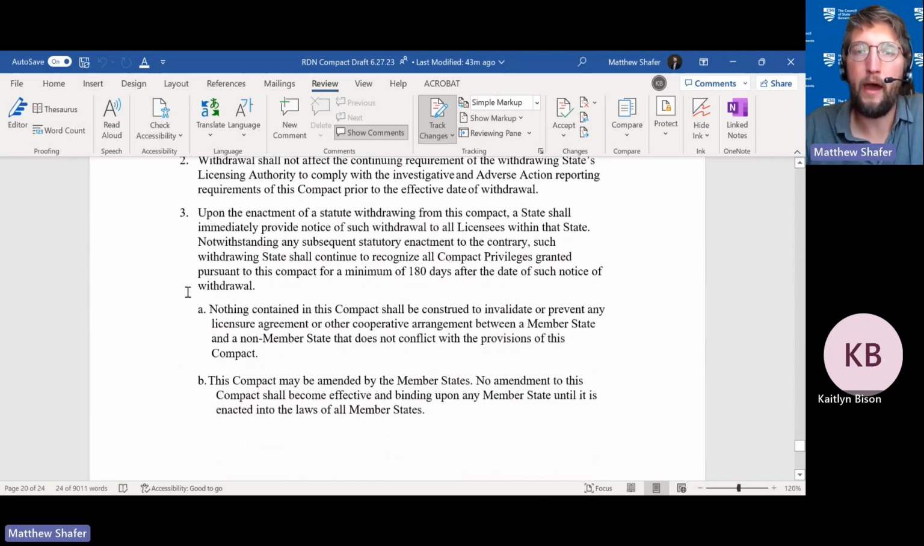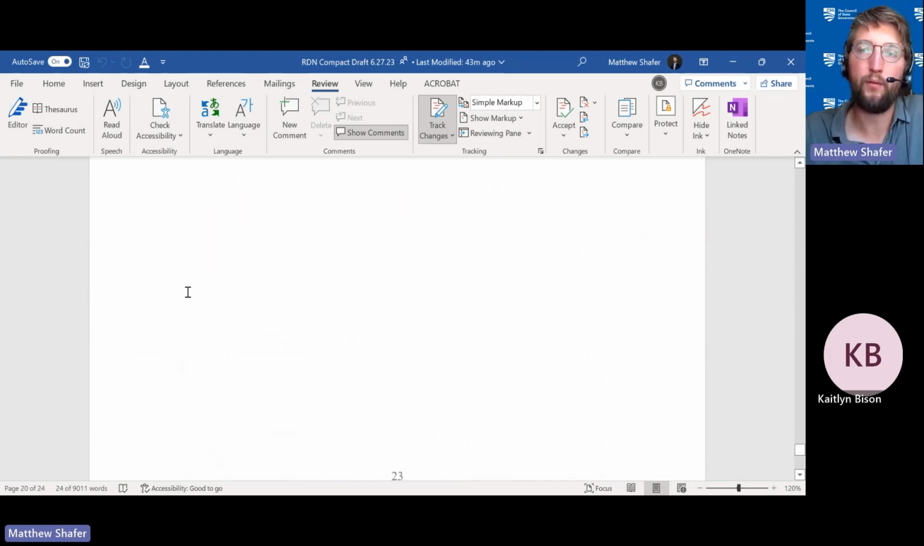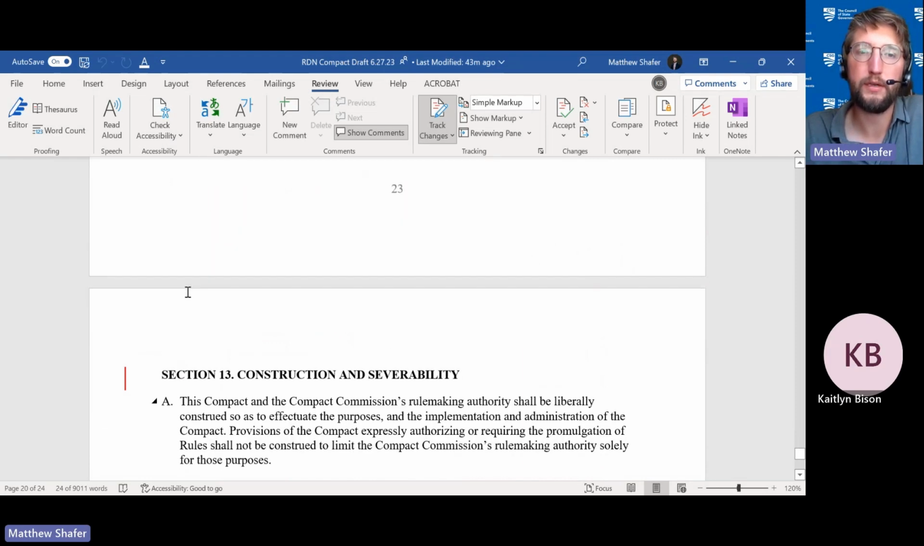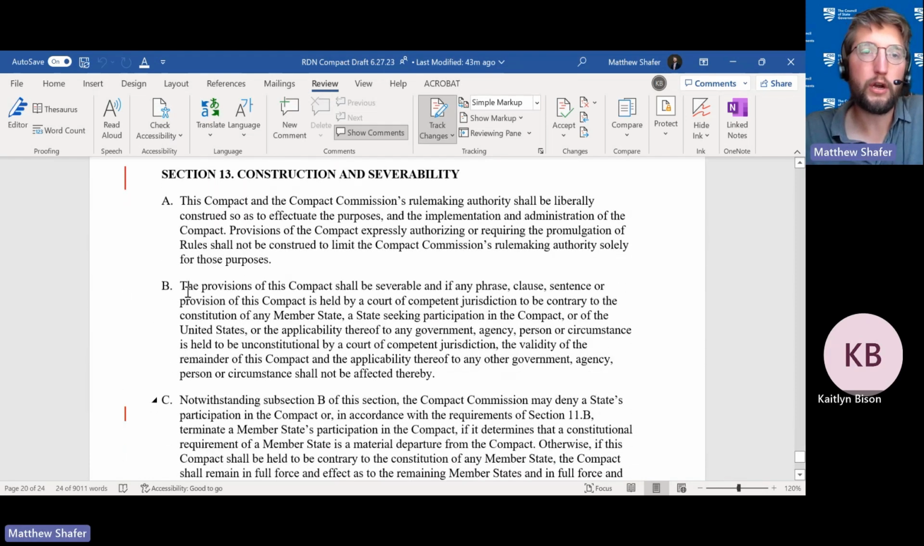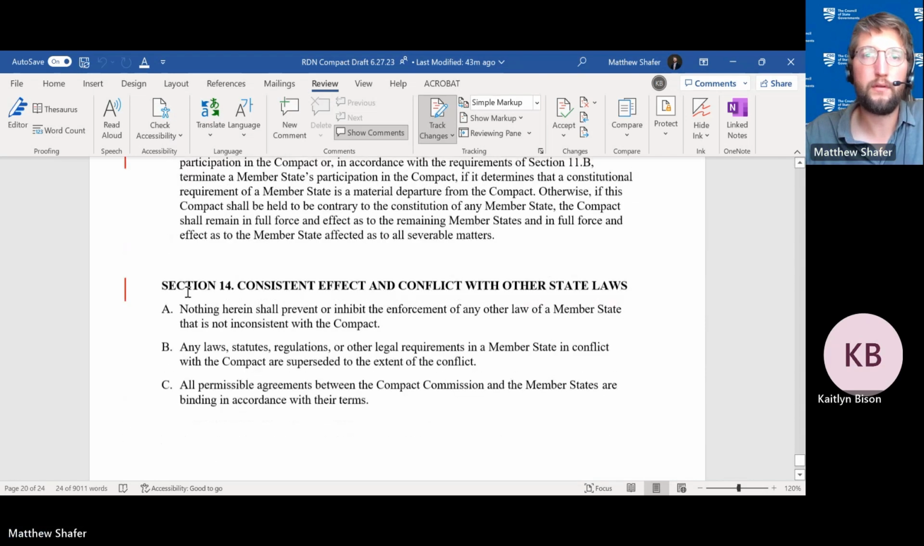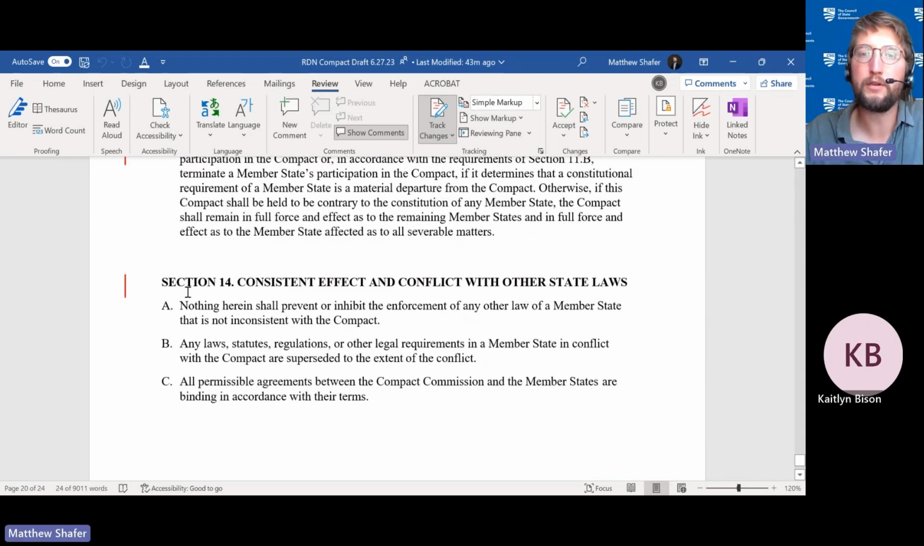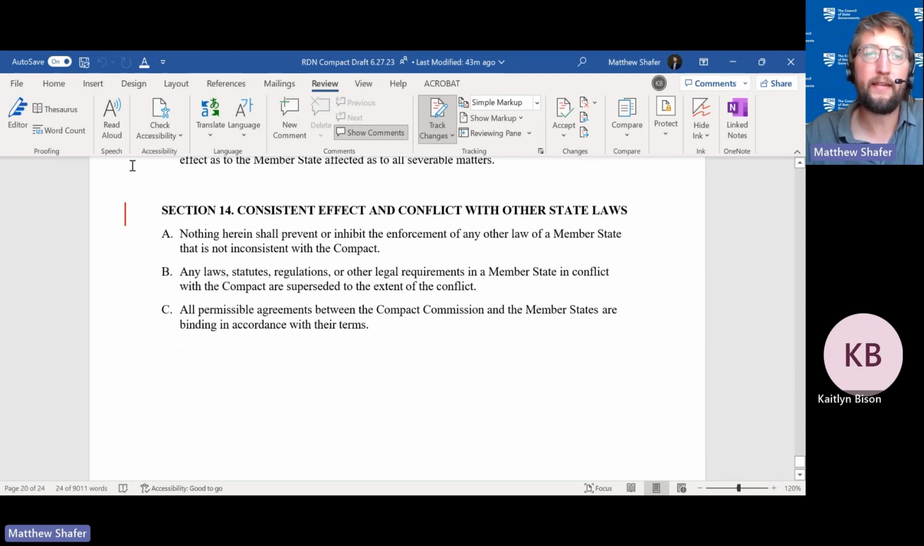Again, it talks about how states can withdraw from the compact if they choose to do so. Construction and severability: just as with any other contractual agreement, it can be collectively severed if all of the parties to the agreement choose to do so. And then the last section here, 14, consistent effect and conflict with other state laws.